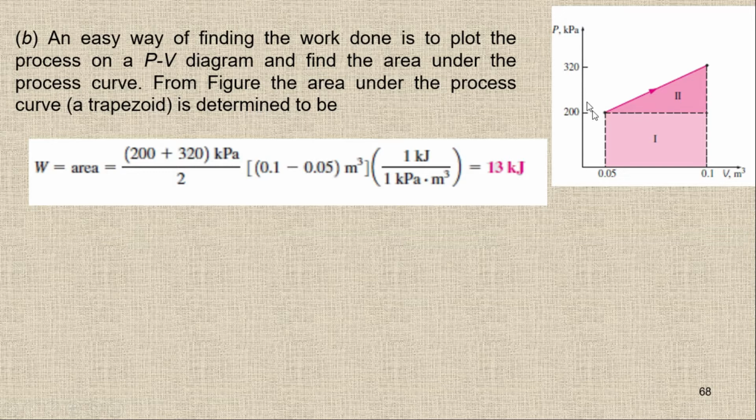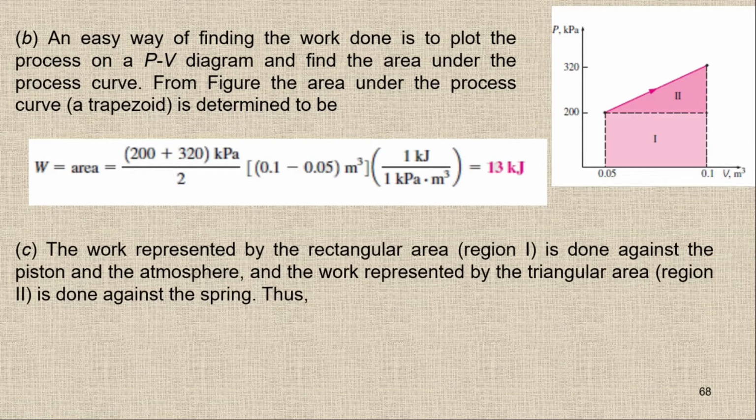So this is the boundary work during the whole process. If we know what the boundary work is, then in part C we have to find the work done by the spring. The work represented by the rectangular area, which is region 1, is done against the piston and the atmosphere, while the work represented by this triangular area is done against the spring. So this is the spring work.